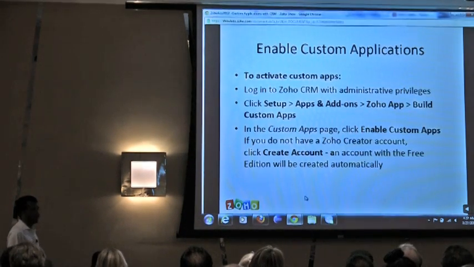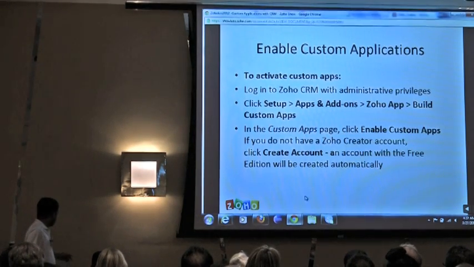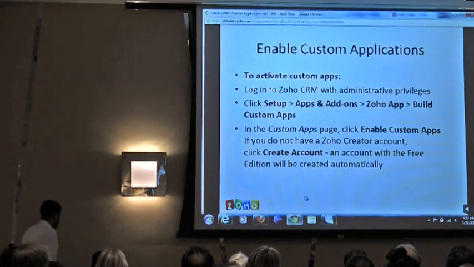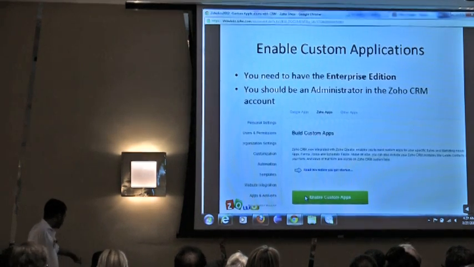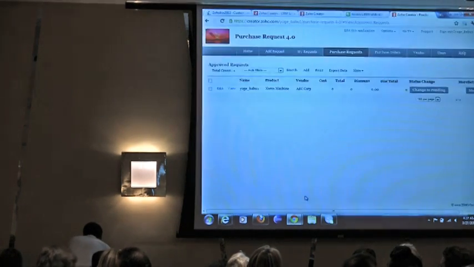Okay, to enable the custom tab in Zoho CRM, all you have to do is go to Setup, Applications and Add-ons, Zoho Apps, Build Custom Apps. I will show you a complete demo. So this is the screen. When you go to the Setup tab, you will have this information. I will show you the screenshot.